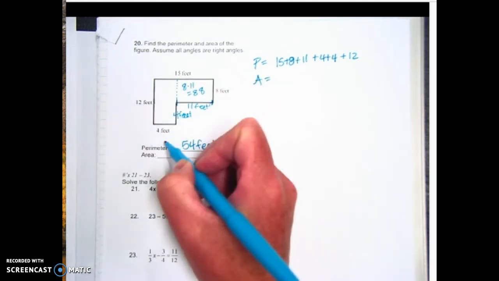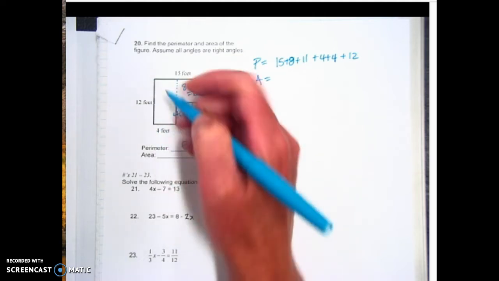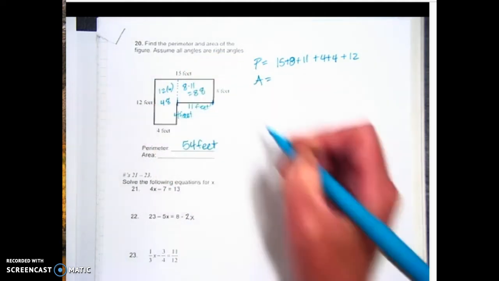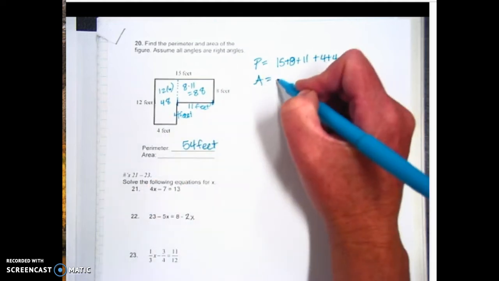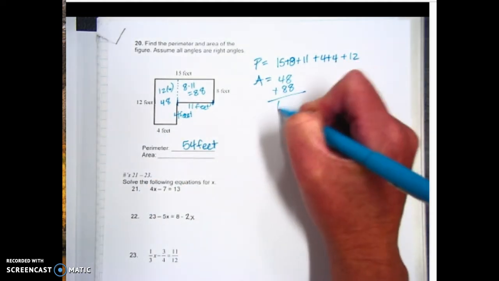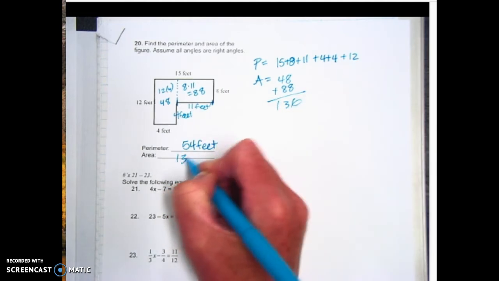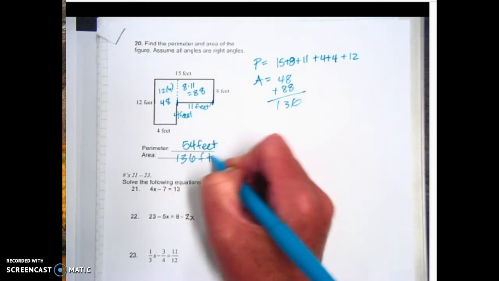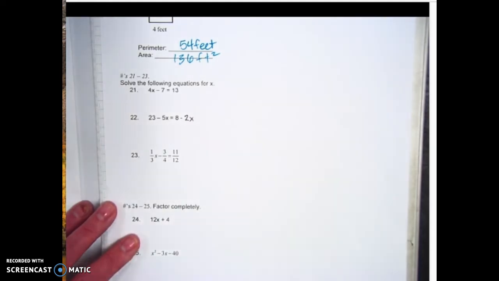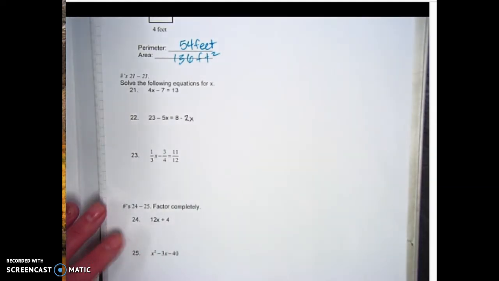For this rectangle over here, you've got a side of 12 and a side of 4. So 12 times 4, you should get 48. If this is 48 and this is 88, you add the two together. I got 136, so 136 square feet, or feet squared.